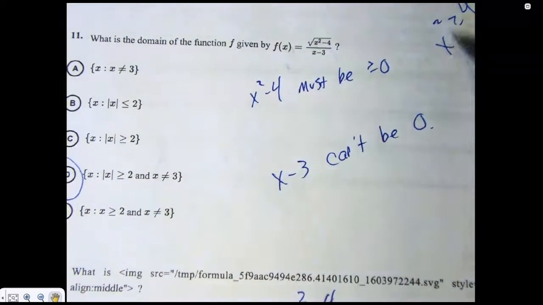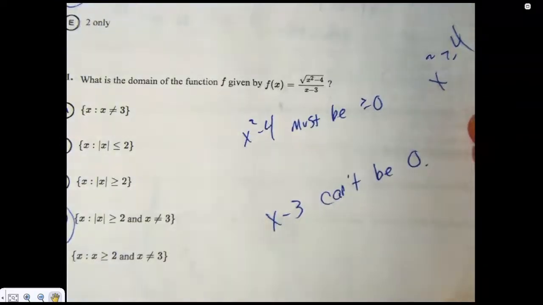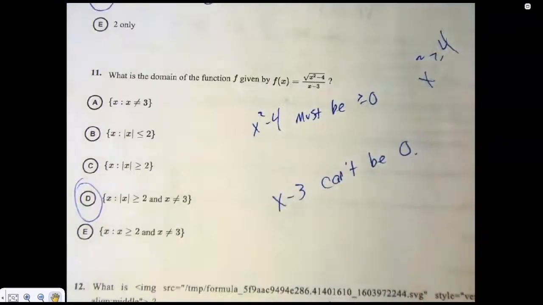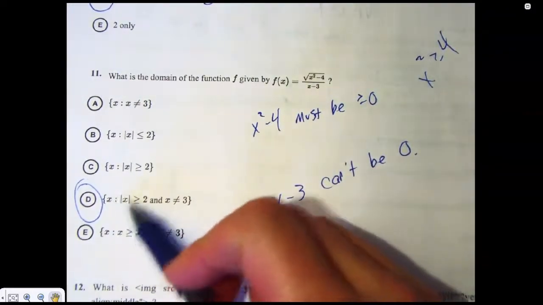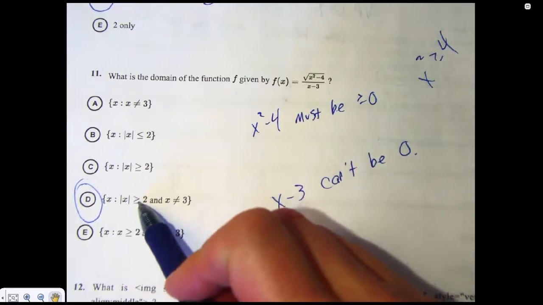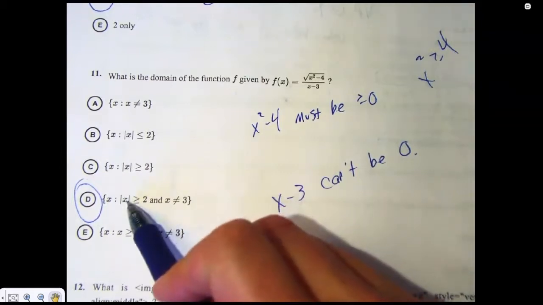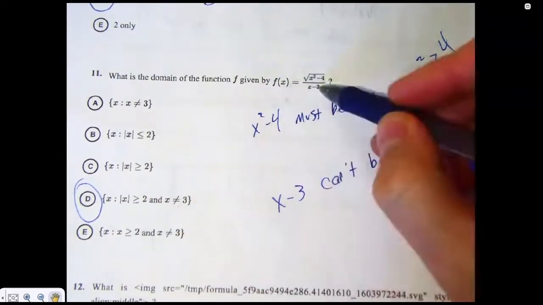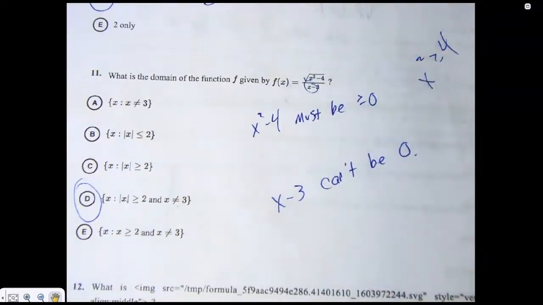And keep in mind that the squaring makes it positive. So even if I put like negative 3, the absolute value of negative 3 squared would be 9. So you got to look at the absolute value being bigger than 2, because then when you square it, it'll be 4 or bigger. And x cannot be 3, because if I put 3 in, the bottom becomes 0.